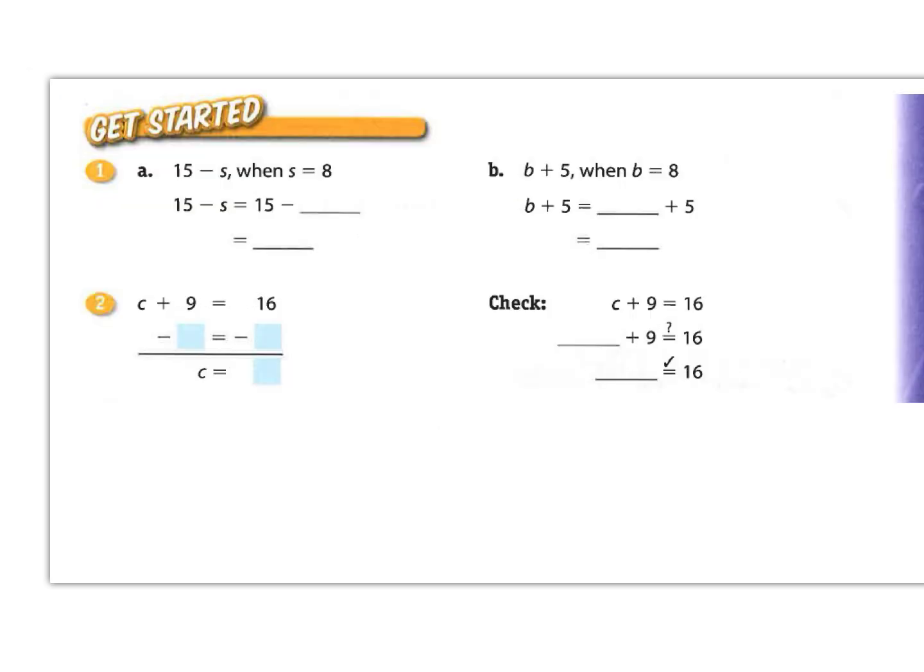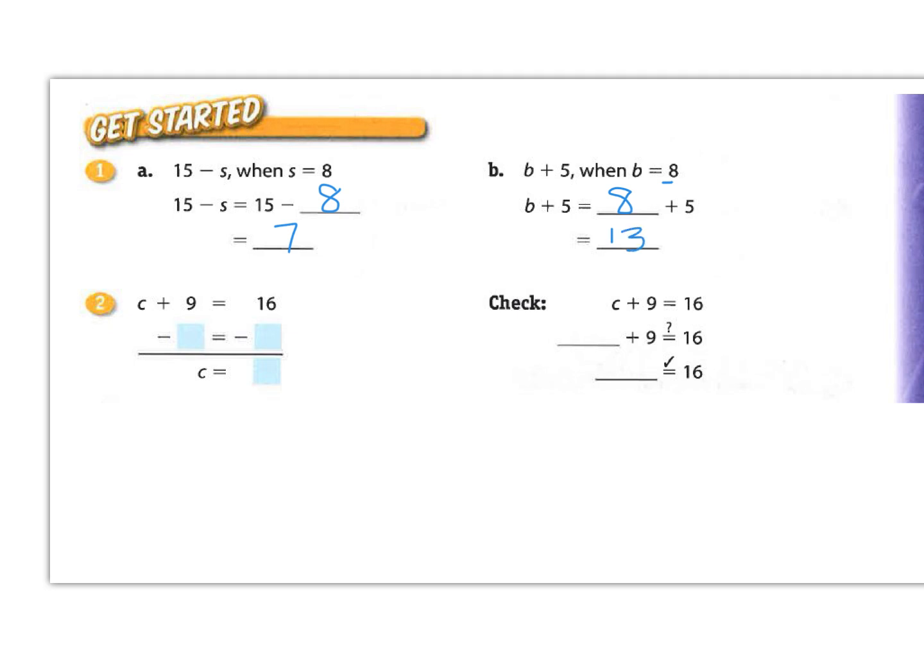Okay, here's a little bit of review. So it says in 1a, 15 minus s when s equals 8. So remember, we've got to substitute in 8 for s. So we would do 15 minus 8. 15 minus 8 equals 7. Here we have b plus 5 when b equals 8. So substitute 8 for b. 8 plus 5 equals 13.